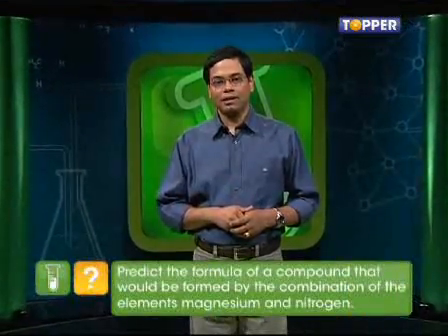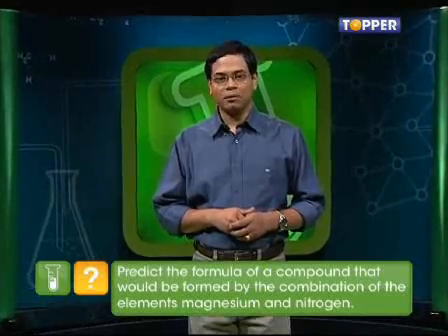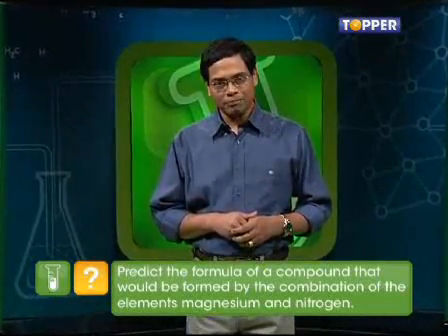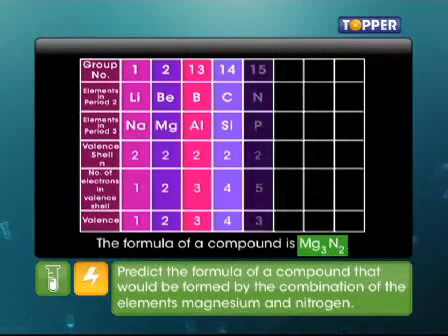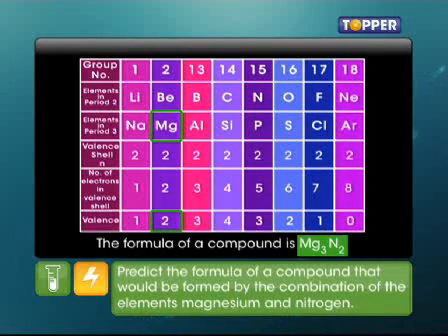Welcome back. So did you manage to find the answer to my question? You should have, because this question is one of the most fundamental questions in chemistry. I had asked you to predict the formula of a compound that would be formed by the combination of magnesium and nitrogen. The answer is Mg3N2. This is because the valence of magnesium is 2 and the valence of nitrogen is 3, and the formula of their compound will be based on their combining capacities.